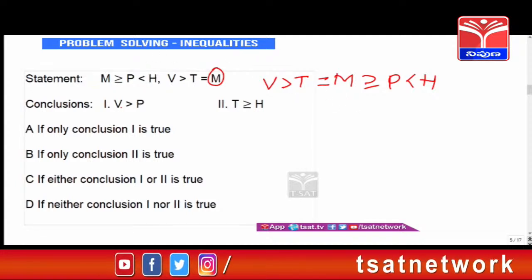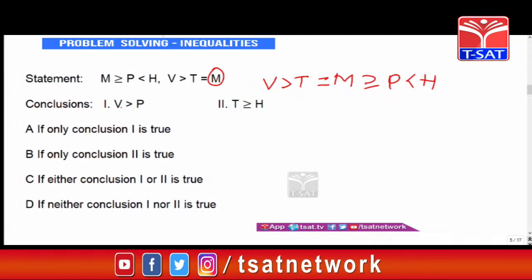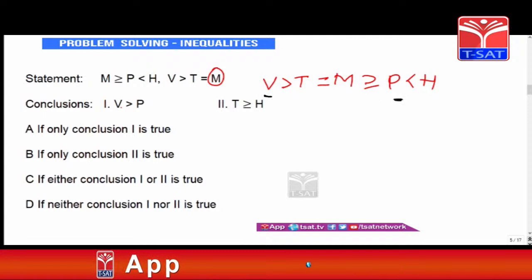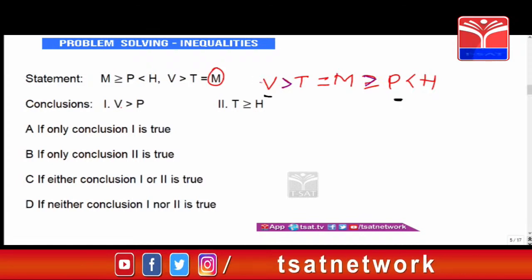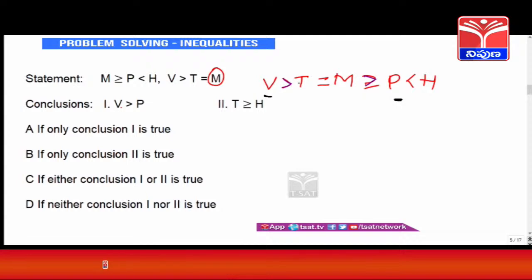See the first conclusion, V is greater than P. So you check two letters, here V and here P. Now you tell me whether V is greater than P, yes or no? Yes. Why? Because here see the symbols. This greater symbol is towards V. Here also the greater symbol is towards V. So when two greater symbols are showing towards V, then obviously that particular conclusion becomes correct.